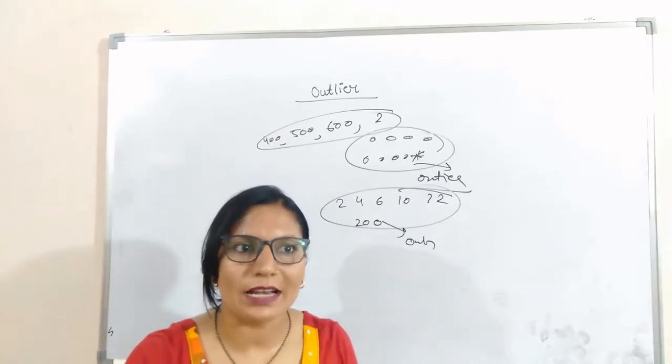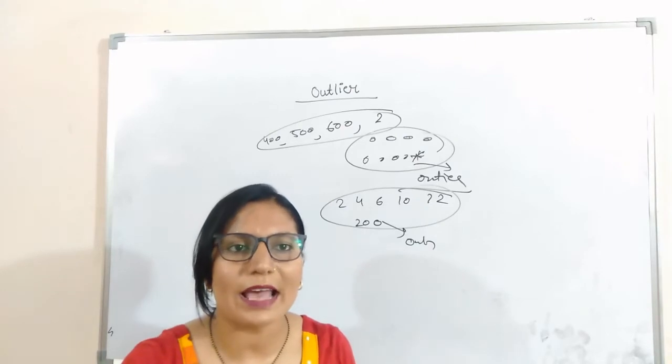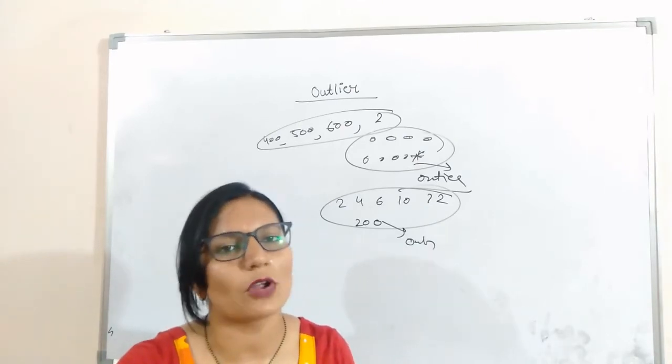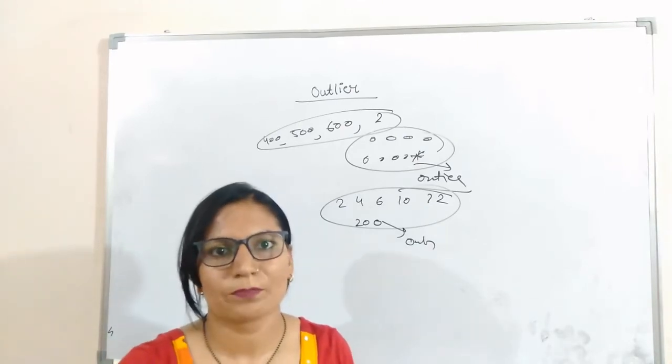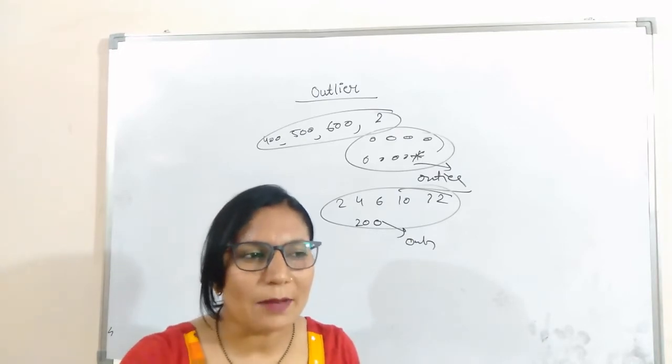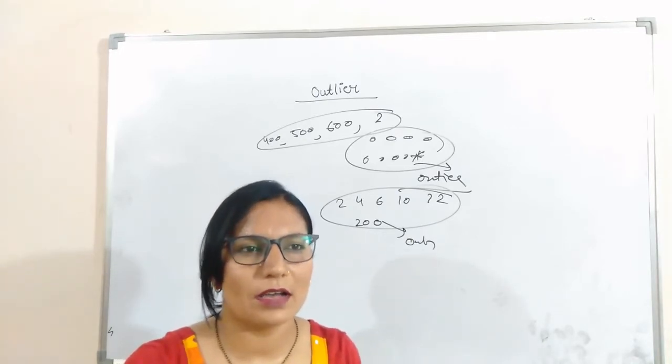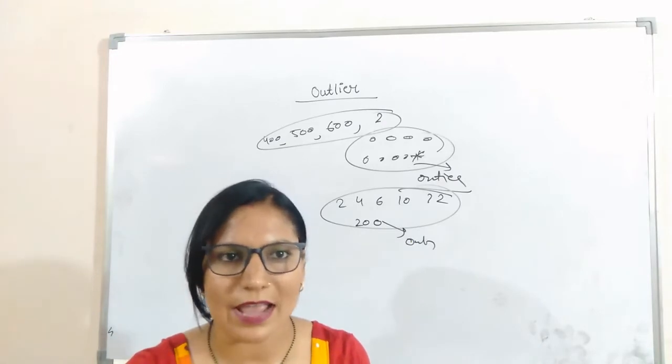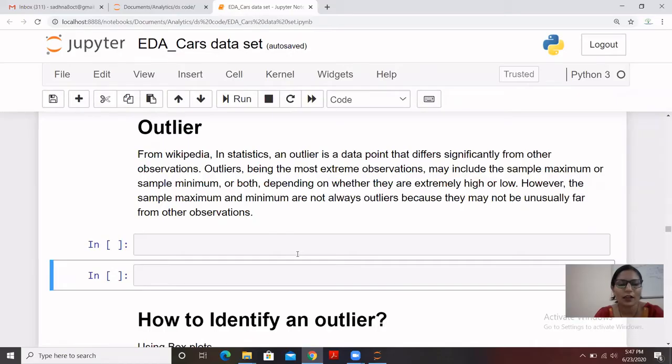So I believe you are clear with the outlier. An outlier is something which is quite different from the collection of your data. It can be anything. So I'll be giving you some examples using Python. Let's try with the Jupyter Notebook, to see what an outlier is and how to find that using Python.